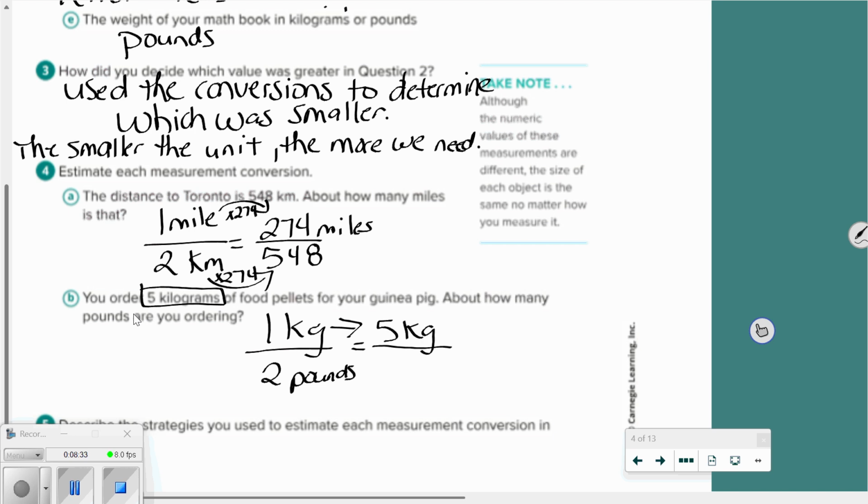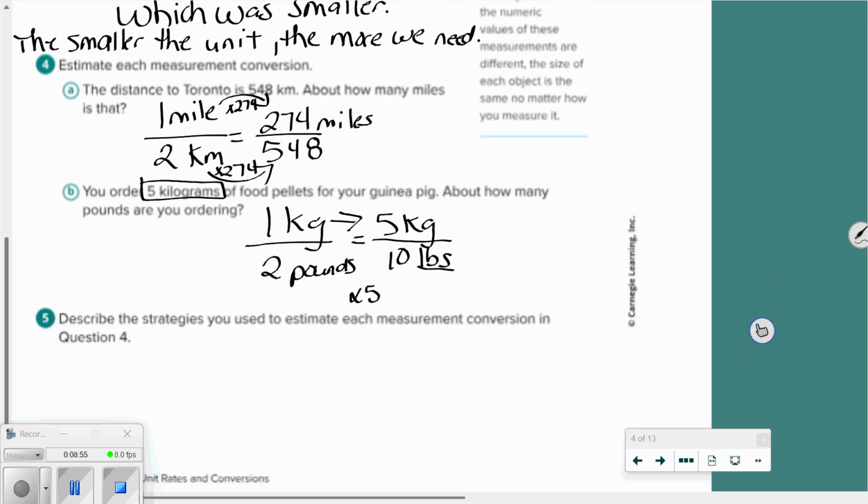Kilograms and kilograms should be in the same place, yes? So what do I do to 1 to get to 5? So 2 times 5? 10 pounds. And pounds is LBS for abbreviation. Don't ask me why. I have no idea, but it is. So your answer should have been about 10 pounds. So as far as strategy we used, what did we do? We looked at our resources and we used the conversions to make an equivalent fraction or an equivalent rate.